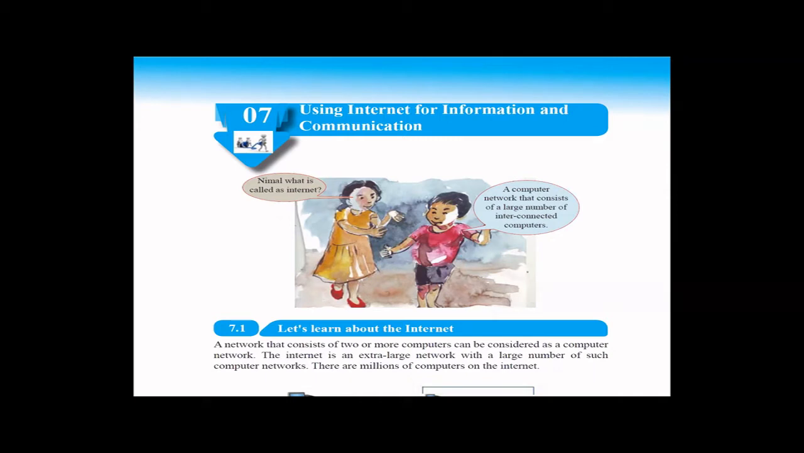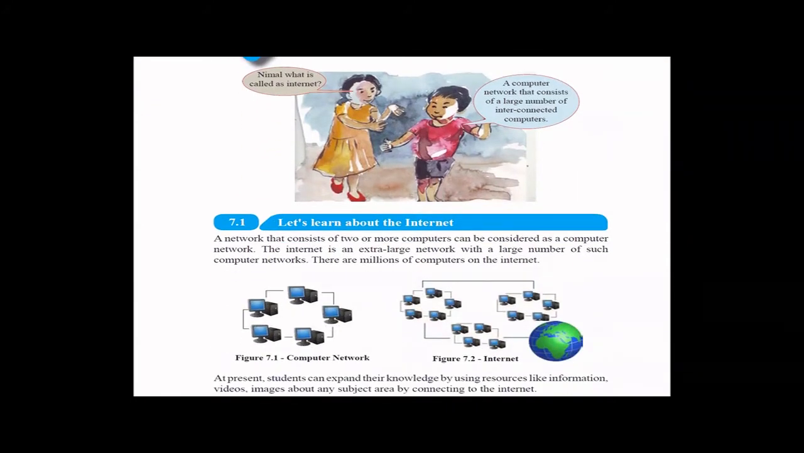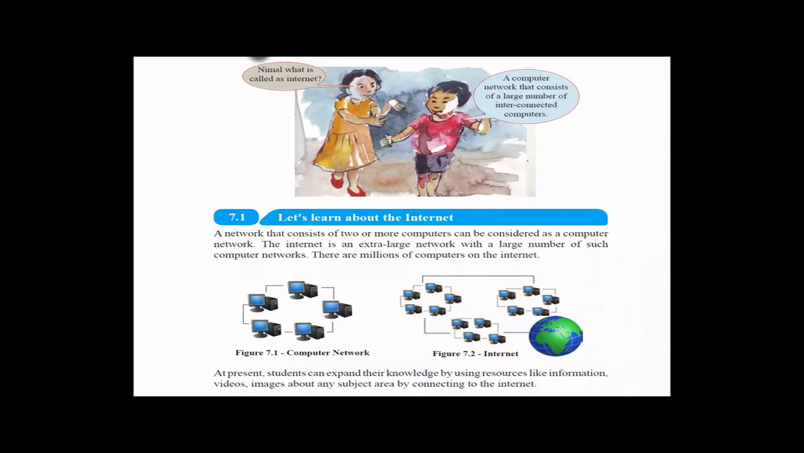Start grade 7, chapter 7, using internet for information and communication. So what do you mean by internet? Before going to internet, what is a network? A network is a collection of two or more computers, right? So if you have two or more computers interconnected, we'll call it a network. So internet is the network of networks.